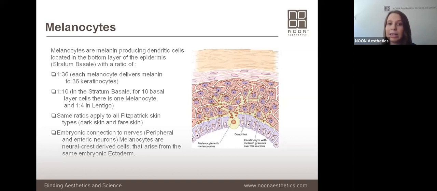But in pigmentation disorders, like, for example, lentigo, we can see that the ratio changes to 1:4. So this is one example of disorder, and we will talk about it more, of course. And another point to mention is that the same ratio applies to all Fitzpatrick skin types, dark and fair. So this is also interesting.